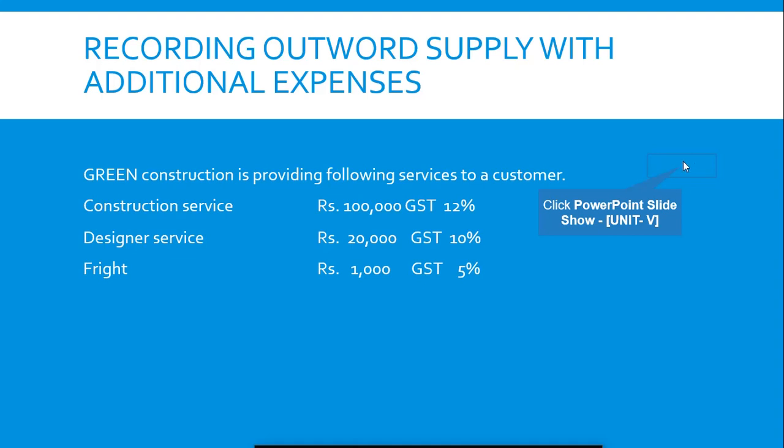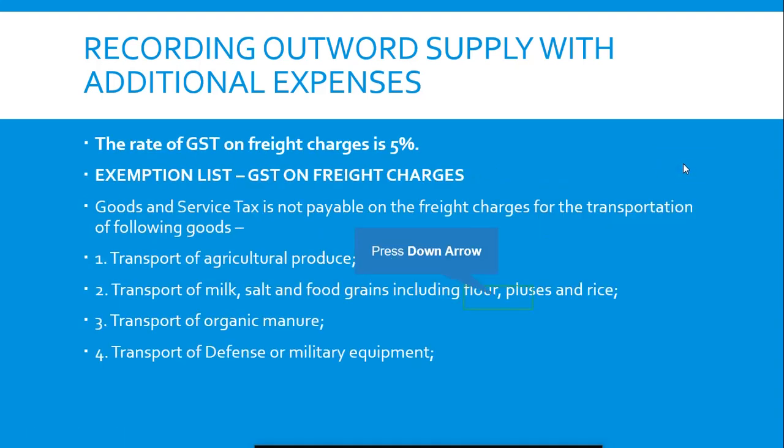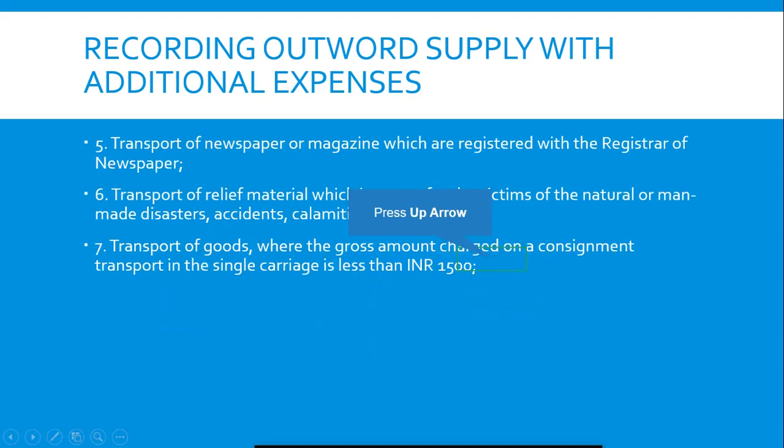As per GST rule, freight charges are exempted under the following circumstances. If it is for agricultural product, freight charges are exempted. If it is milk, salt, food grains including flour and processed rice, it is also exempted. For all organic manure, it is also exempted. Defense material is also exempted. And for us, for today, the transportation of goods where the gross amount charged for consignment is less than 1500 is also exempted.